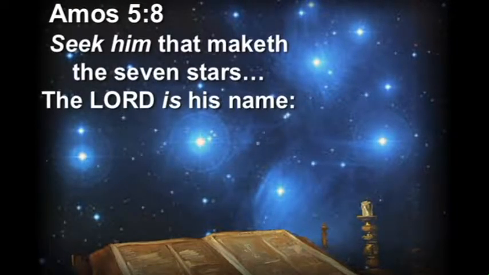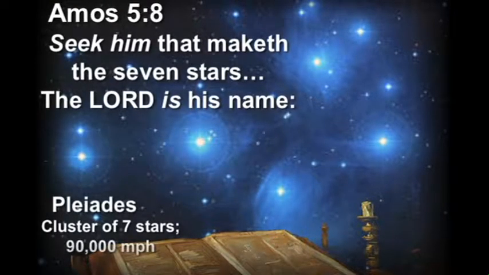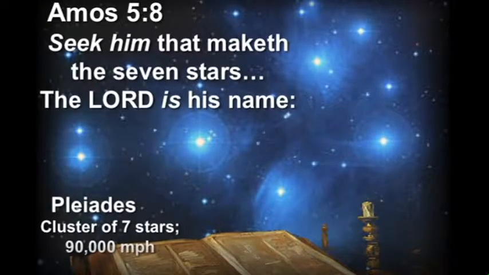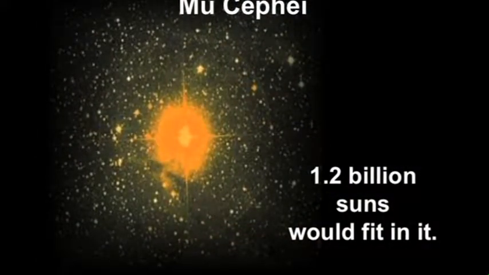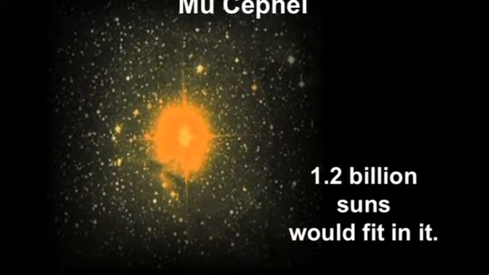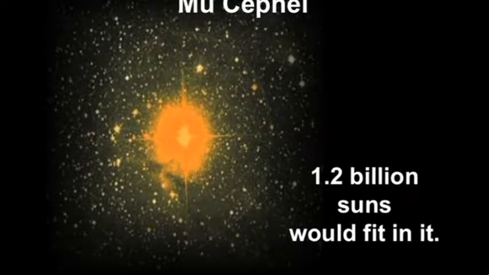In the book of Amos, we're told to seek him that makes the 7 stars. The Lord is his name. This is referring to a group of 7 runaway stars hurtling at about 90,000 miles an hour through the Milky Way galaxy. They're also called the 7 sisters. Here is Mu Cephei. It's estimated that 1.2 billion suns would fit into this giant star.